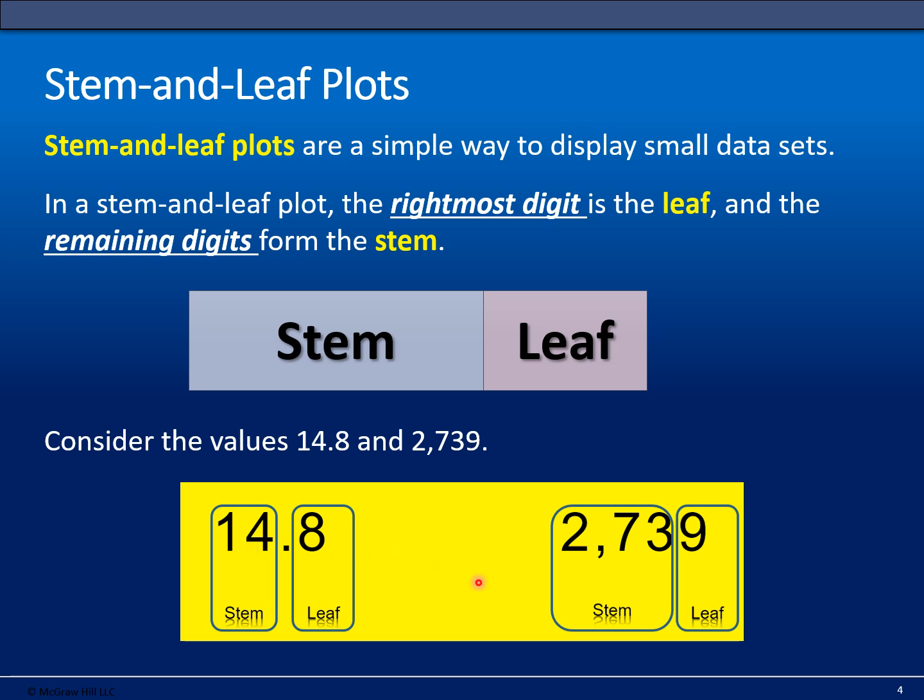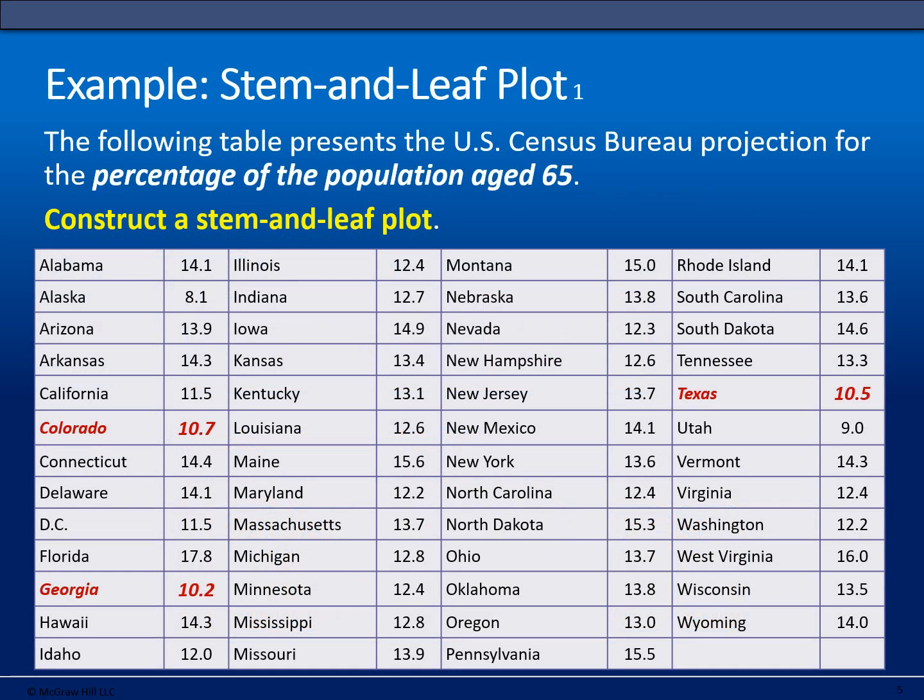On the second one, the data point is 2,739. Again, only the last digit is the leaf, and 273 form the stem. Let's look at an example that'll help make this more clear and so you can see the stem and leaf plot. The table below represents the U.S. Census Bureau projection for the percentage of the population age 65 by state.